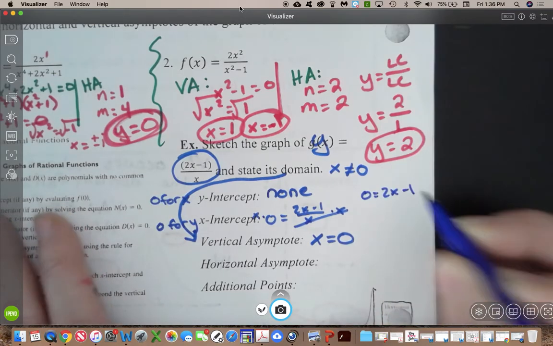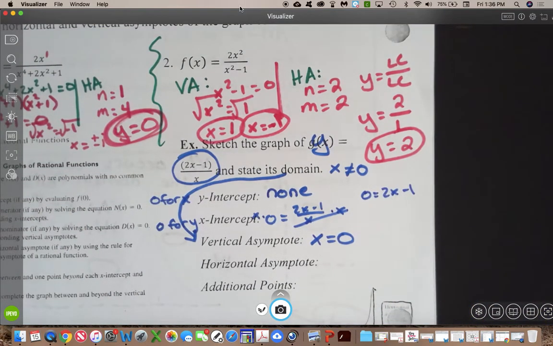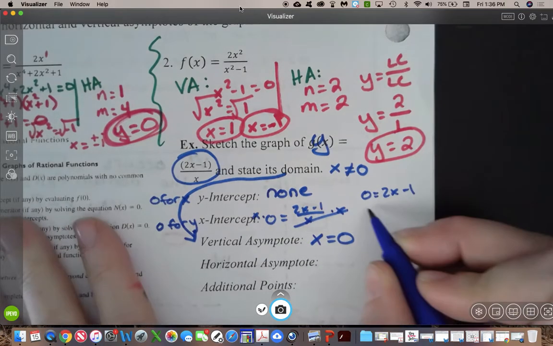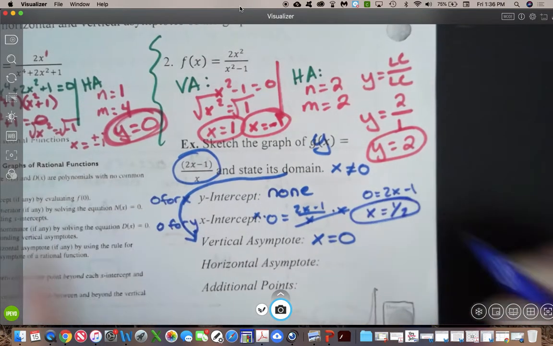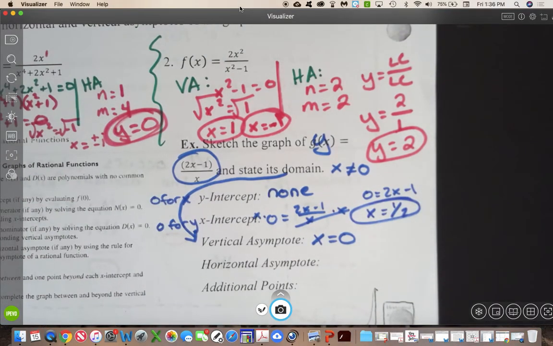Can you do that in your head? 2x minus 1. Add the 1, divide by 2. One half. X is 1 half. That's where he's going to cross. All right, then we have HAs.